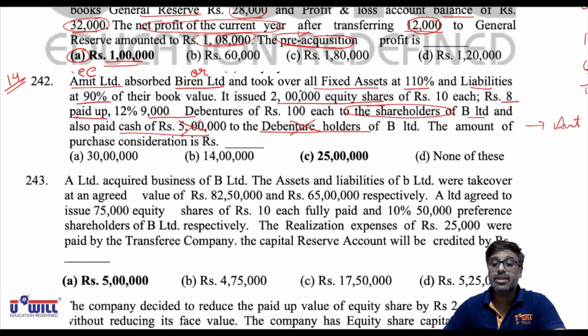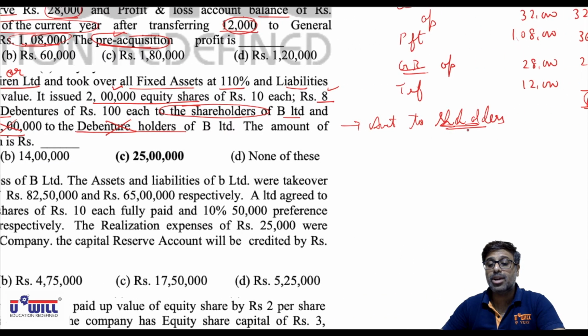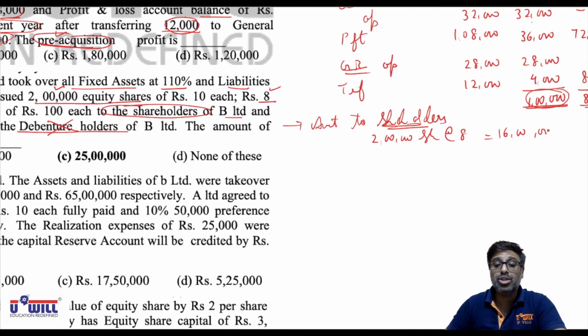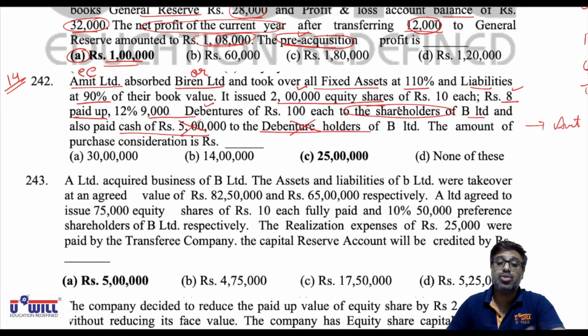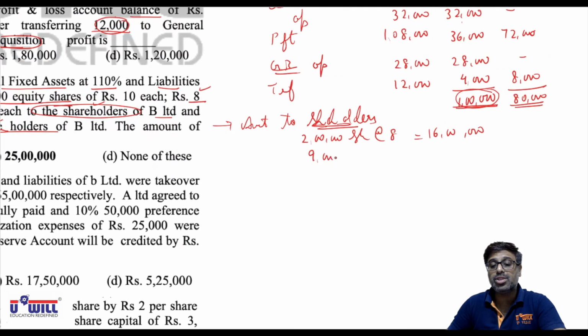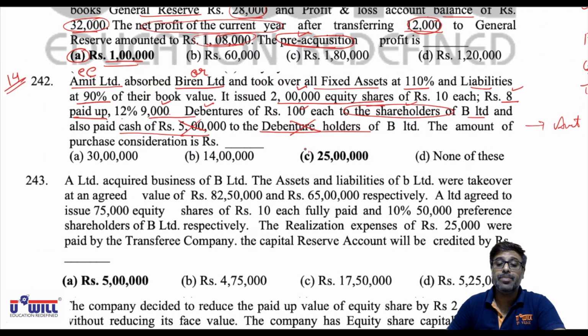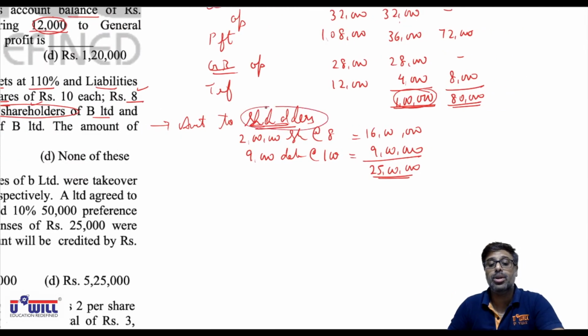So we are giving 2 lakh equity shares of 10 each, 8 paid up, means to the shareholders we are giving 2 lakh equity shares at the rate of 8 rupees, 16 lakh rupees. Further to the shareholders, though we are giving debentures, we are giving it to the shareholders, so it will be included. 9,000 debentures of 100 each, that is 9 lakhs. So 16 lakhs plus 9 lakhs. What is the total amount we are paying to shareholders? 25 lakhs. That is the purchase consideration. This 5 lakhs cash will not be included because that we are paying to debenture holders. And in purchase consideration, we include the amount paid to shareholders only.